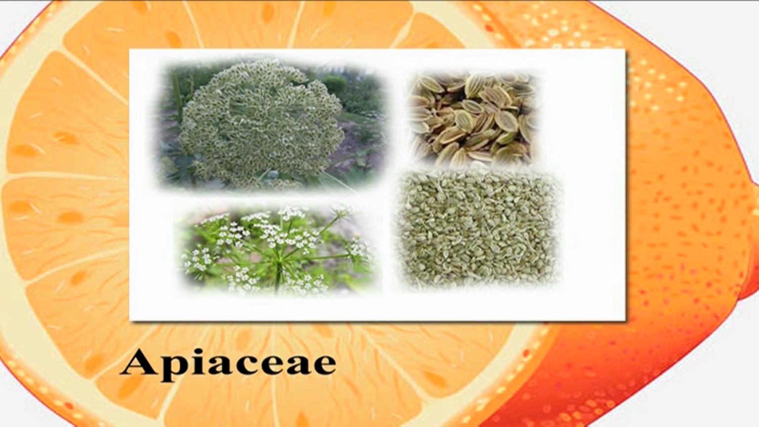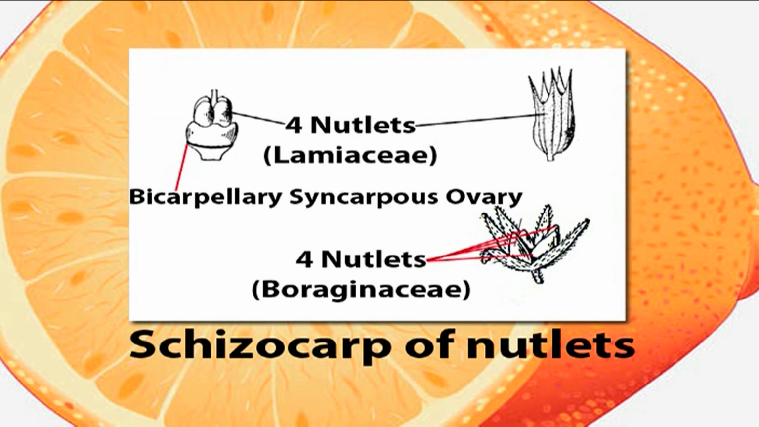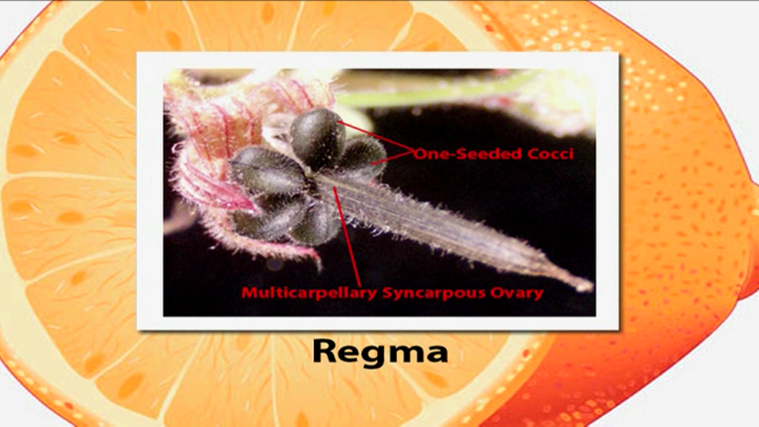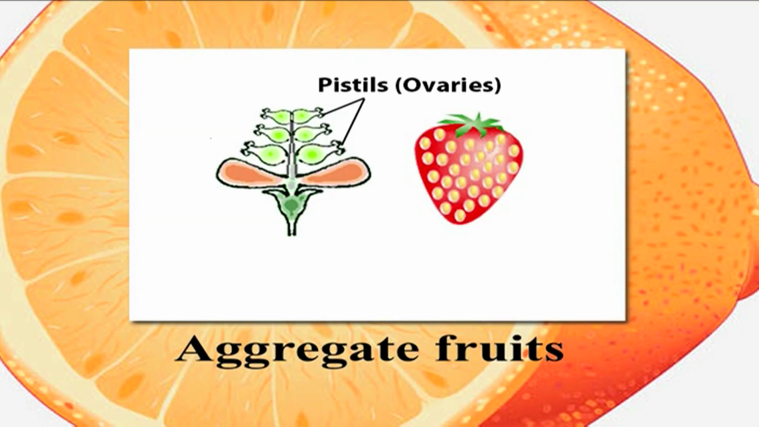Example, Apiaceae. Schizocarp of nutlets, a fruit developing from a bicarpellary syncarpous superior ovary and splitting into two or four one-seeded segments or lobes known as nutlets. Example, Lamiaceae and Boraginaceae. Schizocarp of follicles, a fruit in which carpels of the pistil split at maturity into unit fruits. Example, milkweed. Regma, a fruit developing from a multicarpellary syncarpous ovary and splitting into one-seeded cocci. Example, geranium species. Aggregate fruits.